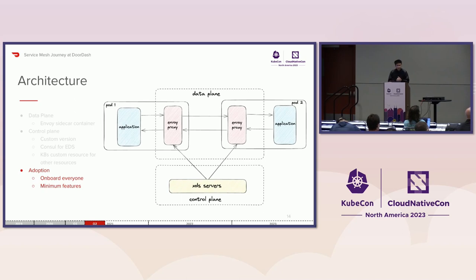Now, for adoption. When we began the journey, we knew we wanted many features from service mesh to address those microservice challenges. However, to be honest, what exact features we wanted to use was a little unclear. The plan was basically to onboard everyone to service mesh with minimal features and then decide what additional features we wanted to support later.